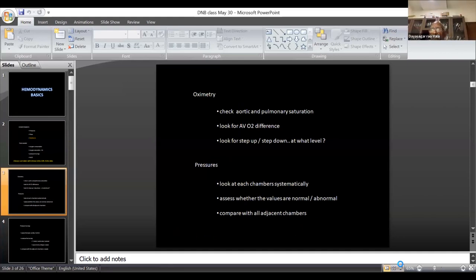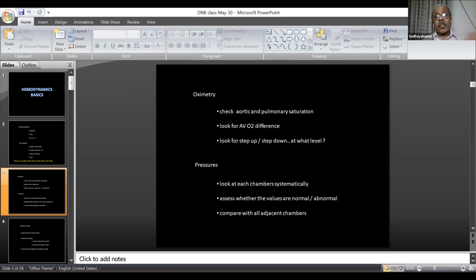Check aortic and pulmonary saturation. My approach is slightly different. We always talk about step up, step down, all those things. But I stress on checking the aortic and pulmonary saturation, because it gives a lot of information. And look for the arteriovenous oxygen difference. It gives us a basic idea about certain physiology. But usually we talk about the step up and step down. That is the next simple thing. Step up, step down at what level?